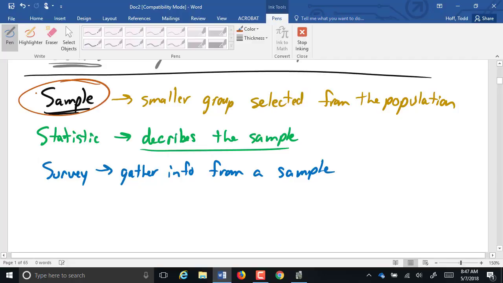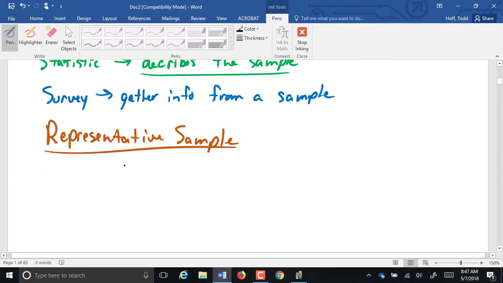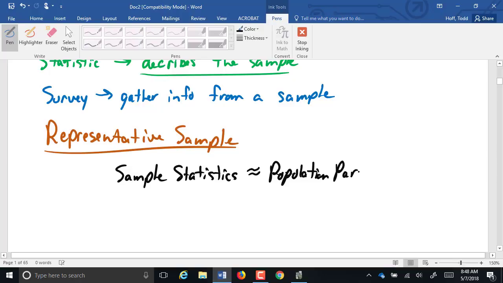Sampling is really a huge issue in statistics. What we want is something called a representative sample. Representative sample means quite simply the sample statistics, if not equal to, really close to, population parameters. They're not going to be exactly equal, but we want to do whatever we can to limit the differences.